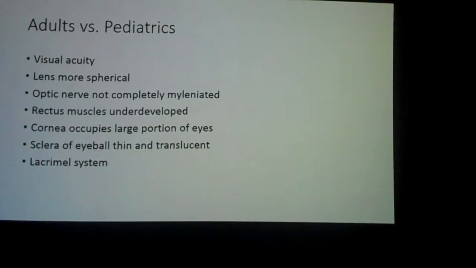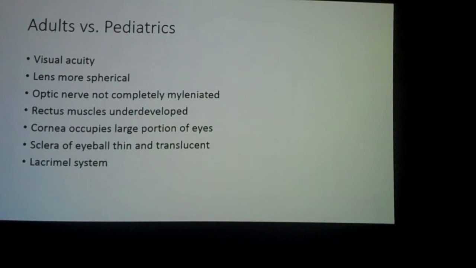Eyes. So visual acuity is not very good at birth. It's 20/400. So your normal adult is 20/20. So the infant can see at 20 feet what the adult can see at 400 feet. It goes to 20/50 at 3 years of age and gets to 20/20 by 6 to 7 years of age.